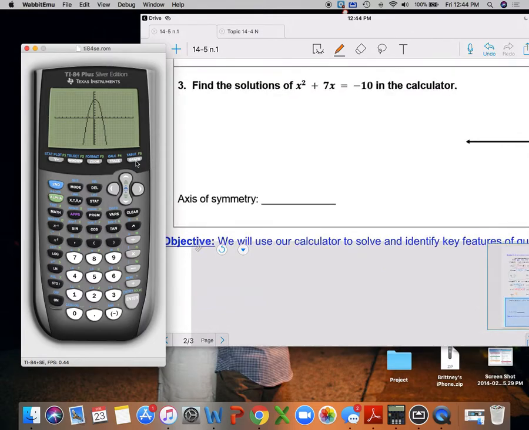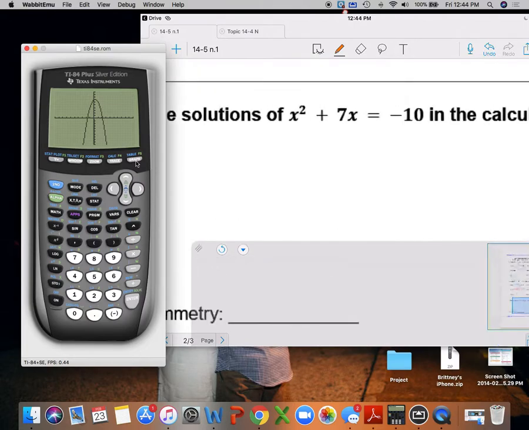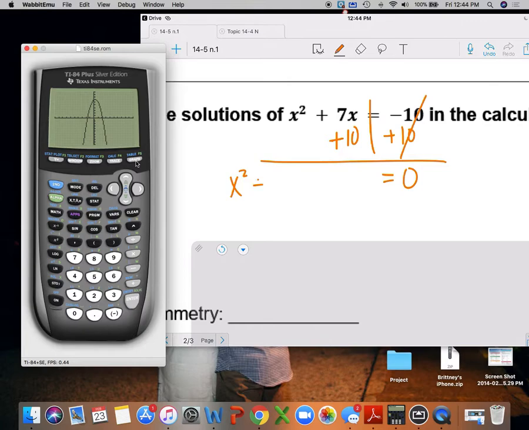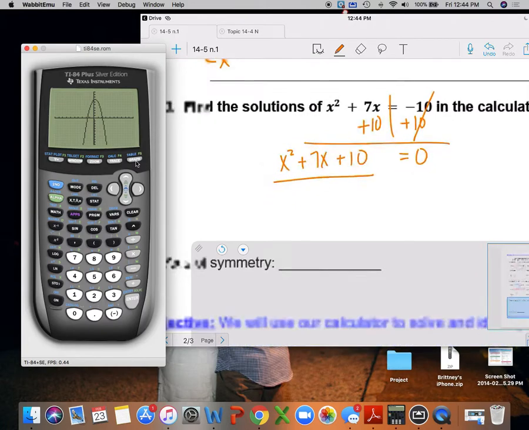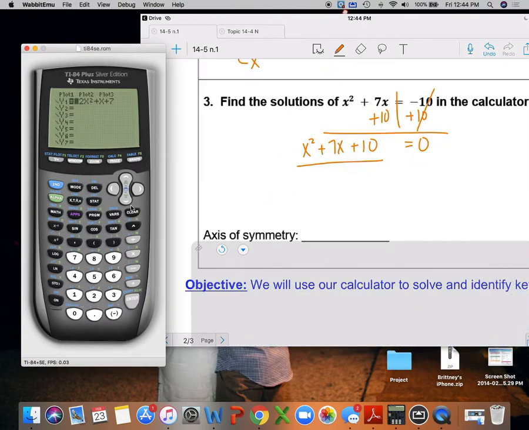Problem 3 just asked me for the solutions, axis of symmetry, and a rough sketch, so we don't have to find all the stuff. However, before I can plug in, I need to make sure I have an equals 0. So to make that a 0, I'm going to add 10, because negative 10 plus 10 cancels. And on the left side, I have x squared, 7x, and a positive 10. So I will put this into y equals x squared plus 7x plus 10. And click graph.